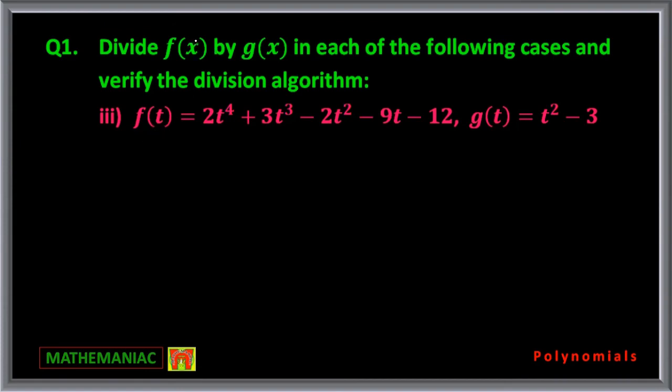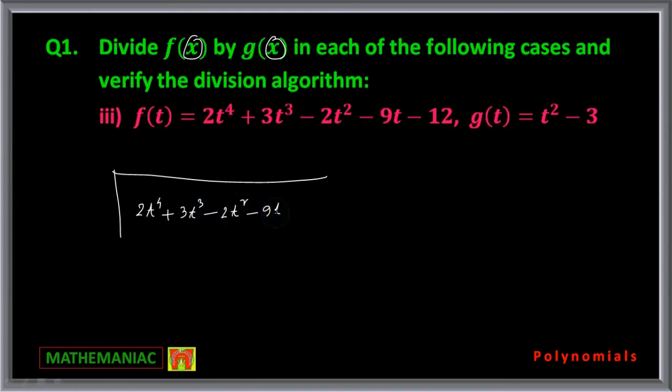Okay, I committed a mistake in the question. This should also be t. So no problem, I'll straight away go for the division. Now, though you are very clear about your divisions, there is no problem in carrying out the division directly without explaining much, right? And it is t square minus 3.